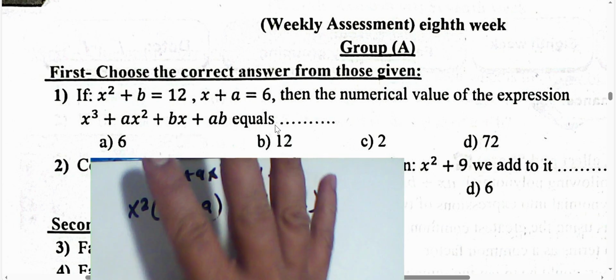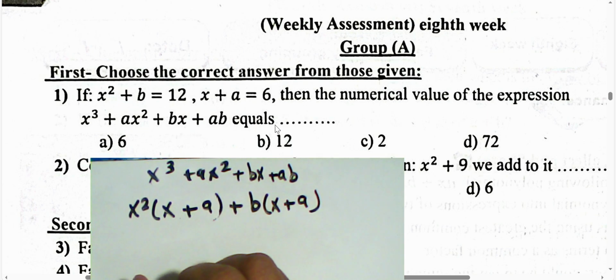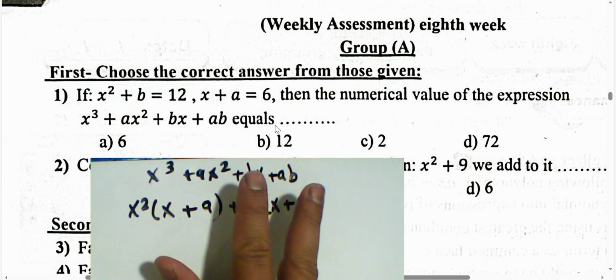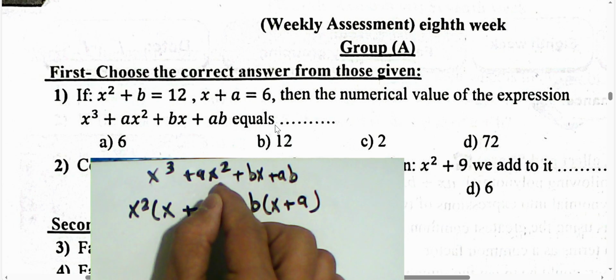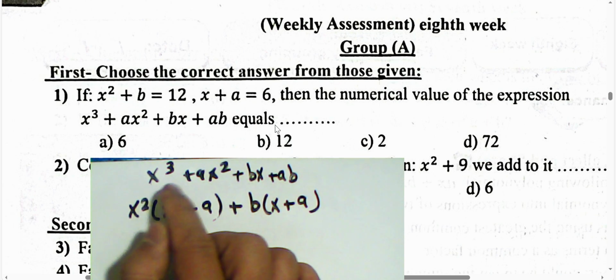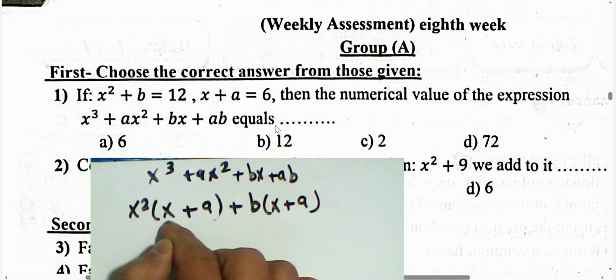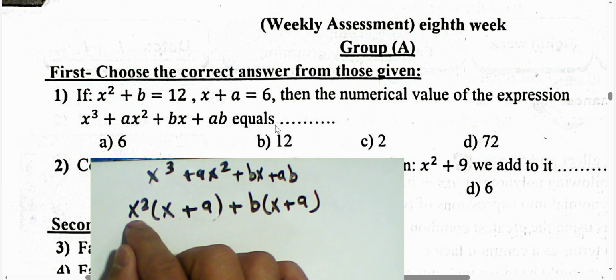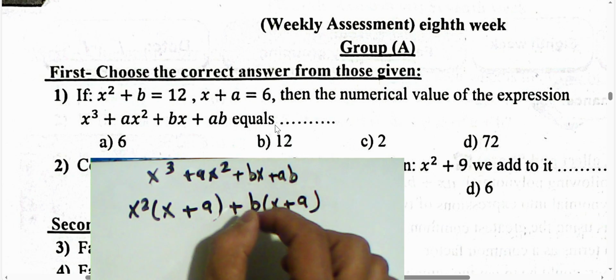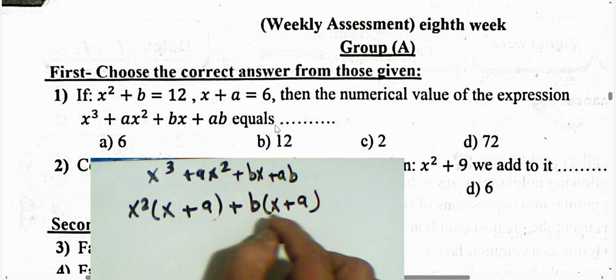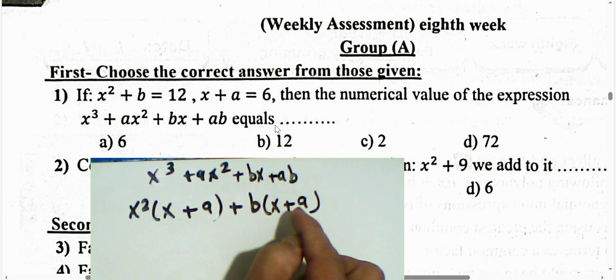We have 4 terms here. We can divide this expression into 2 terms and 2 terms. Then write the highest common factor between x³ and ax². It will be x² outside. x³ divided by x² equals x, and ax² divided by x² equals a. Then for bx + ab, we can write b as the common factor between the 2 terms. bx divided by b equals x, ab divided by b equals a.